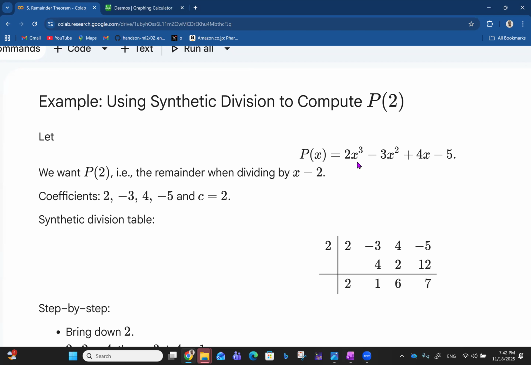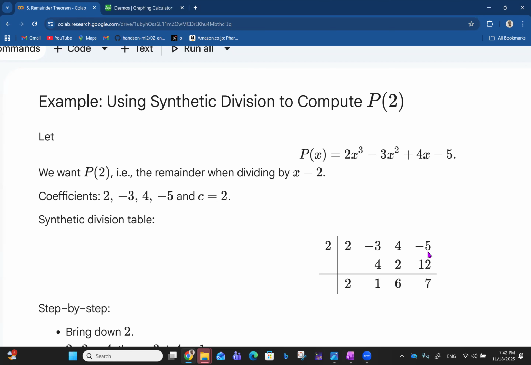The way to go is to take the coefficients 2, minus 3, 4, minus 5, line them up here, and write your c right by this side. Now I'm just going to explain this, and then I'll go over to the worksheet and use this same method to look for the remainder. We use the synthetic method to get it.